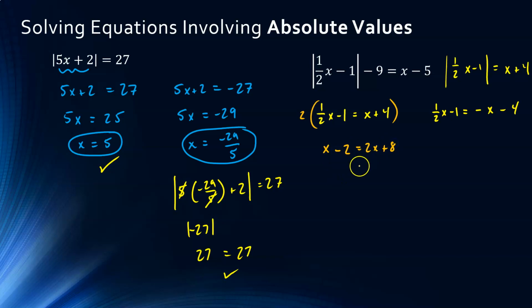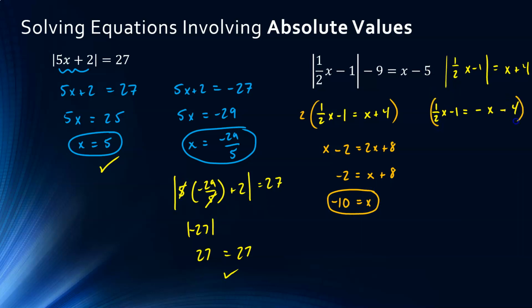This is going to be more manageable now, so I'm going to subtract x from both sides. In that way I keep my x's positive. If I subtract x from both sides, I'd have 2x minus x, that'll be x on the right. Subtract 8 from both sides, now I have negative 10 equals x. So that's one of my possible solutions. Remember, I said possible there. Let's look at the other one.